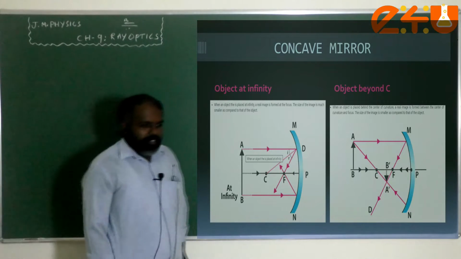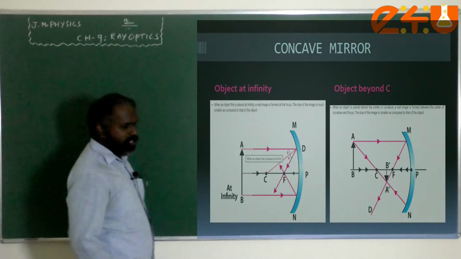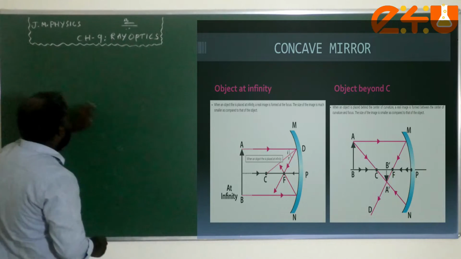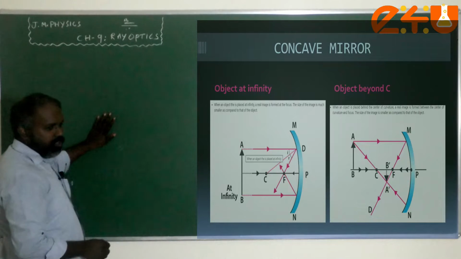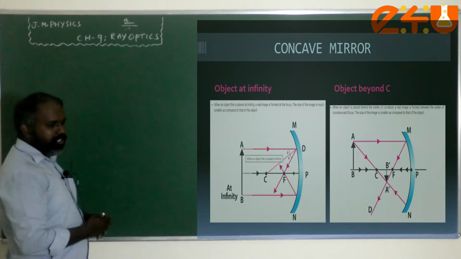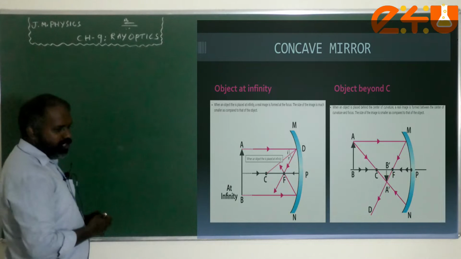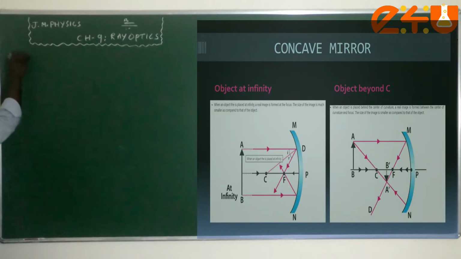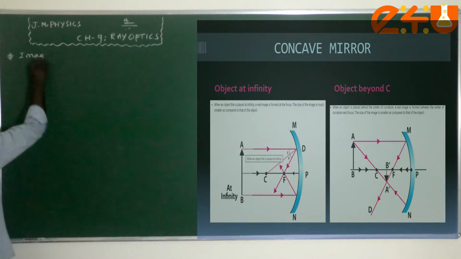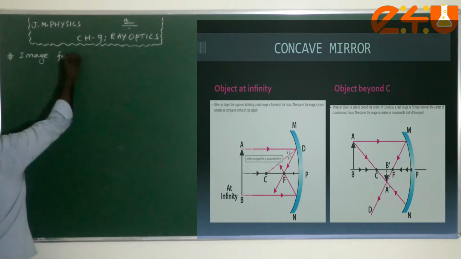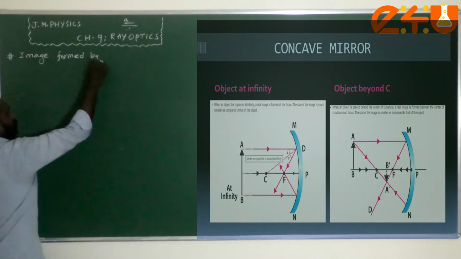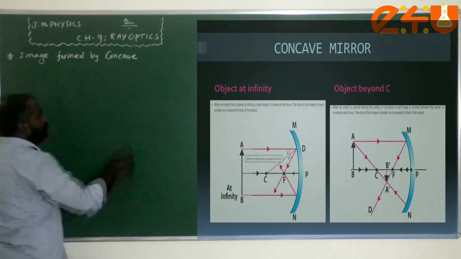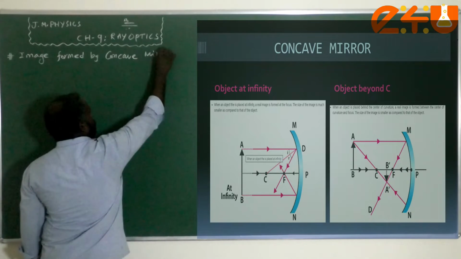Good morning, students. In continuation of the previous lectures in ray optics, 12th standard CBSE, in this session we are going to discuss the image formation by concave mirror and convex mirror. The first one we are going to discuss is image formed by a concave mirror.